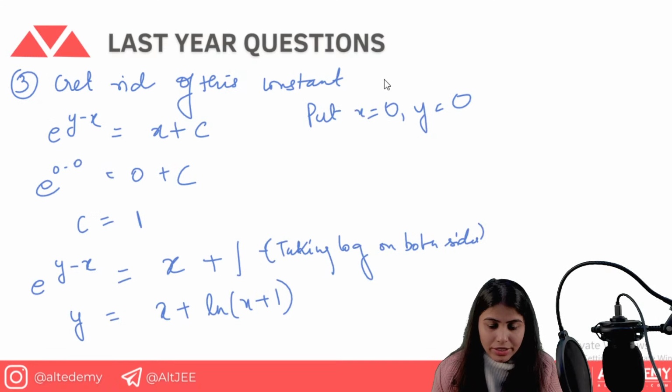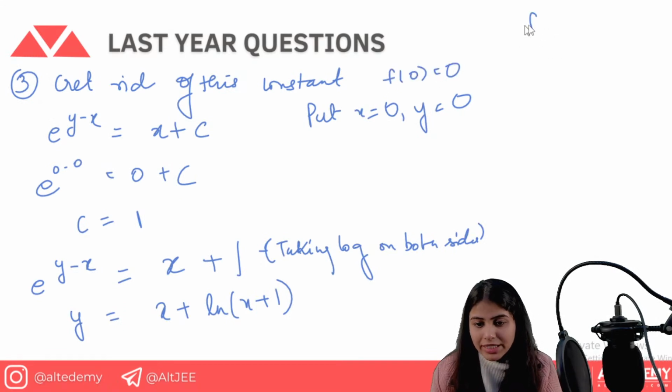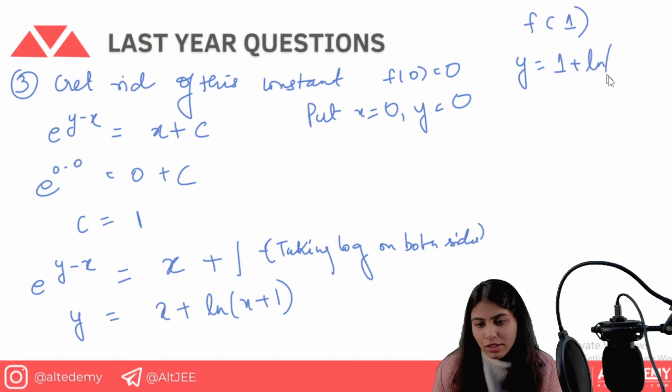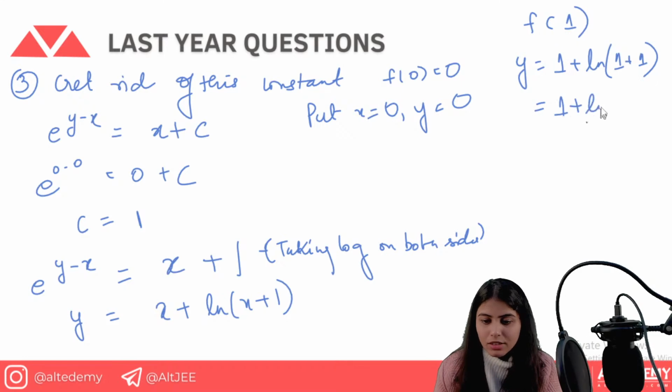So how did we do this? Because it was given f of 0 is equal to 0. Now for calculating f of 1, we put x equal to 1 and y equal to 1 plus 1. So what is the answer? That is 1 plus 2.